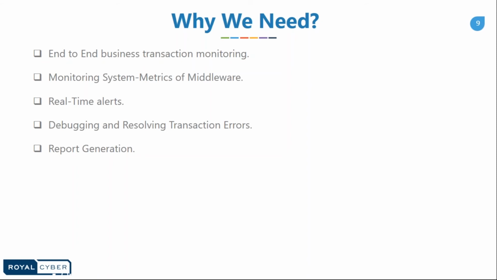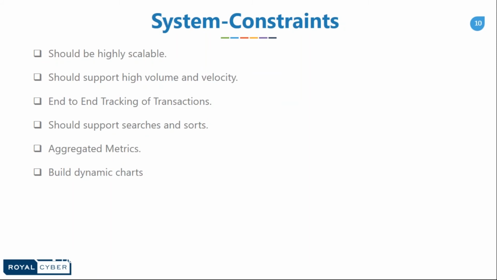So why do we need MonitorPro? If you have a use case where you want to track the transaction from where it hits your network until it leaves your network, then MonitorPro is the right tool for you. It is for end-to-end business transaction monitoring, system middleware metrics, real-time alerts, debugging and resolving errors, and also report generation. I will go over them one by one in detail.